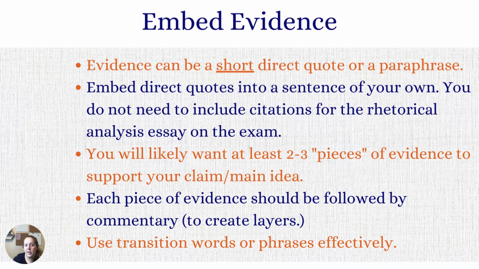Some more advanced writers include more than 2 layers, but the idea is that we want to make sure we are thoroughly proving our claim, and one piece of evidence is not very convincing. Now, one question I often get about this, though, when I tell students to create layers of evidence and commentary is, what if we're only examining one thing, like one anecdote or one example, but it's a big example? How do we pull multiple pieces of evidence from that?